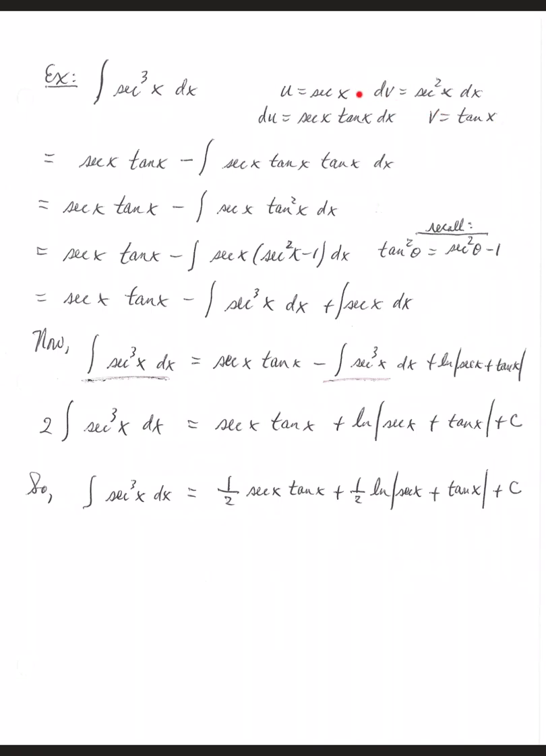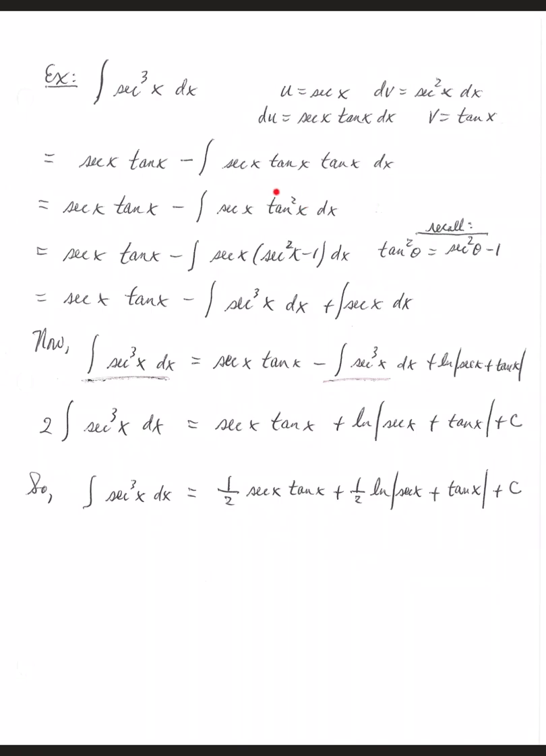U times v, that's secant x tangent x, minus the integral of v du, which is tangent times secant tangent dx. Stack them all in there. Those two tangent x's can be written once with a square. That's totally appropriate. Now we're down to secant x tangent x minus the integral of secant x.